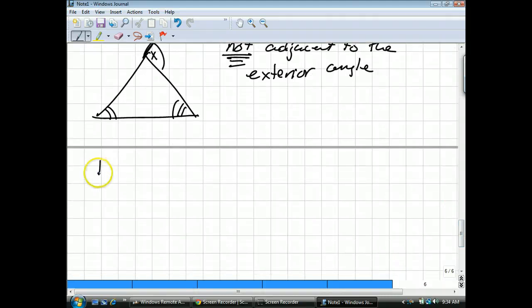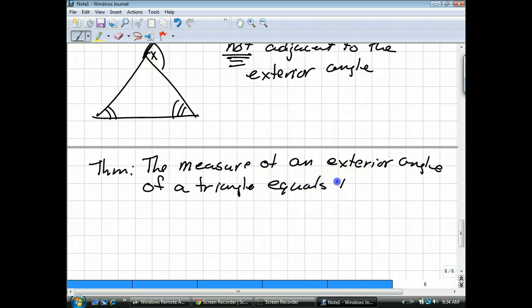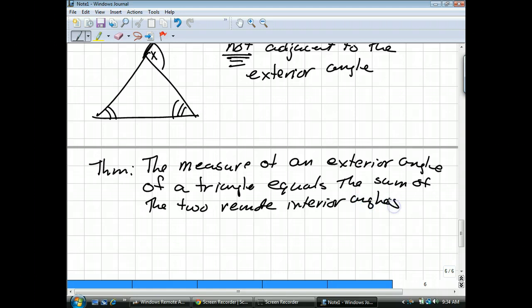Okay, now that brings us to our theorem. The measure of an exterior angle of a triangle equals the sum of the two remote interior angles. Okay?